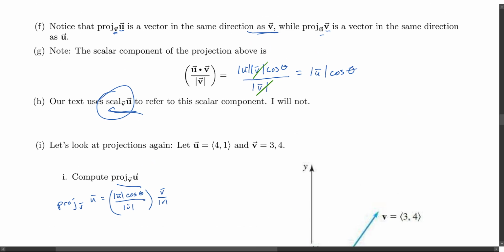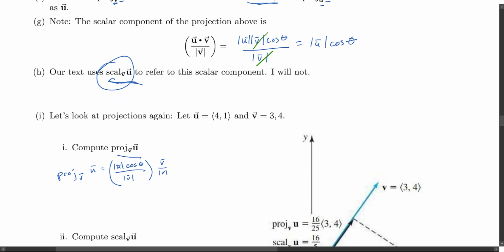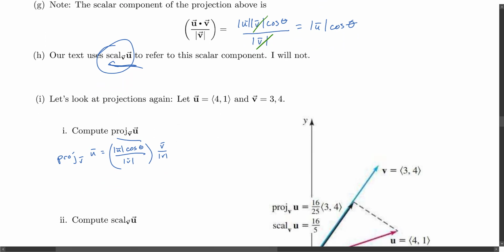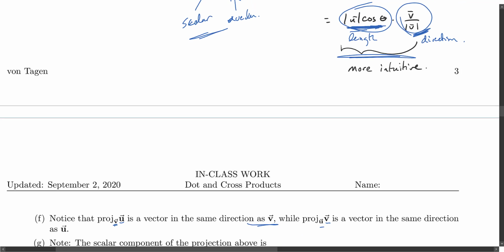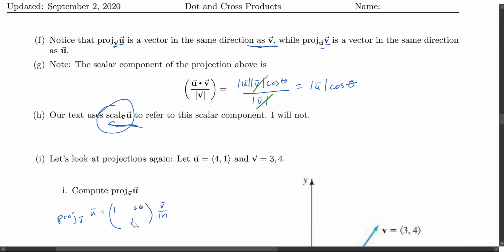Oops, do I have an extra factor in there? Let's see here. Yeah, I do have an extra factor in there. Sorry about that, folks.